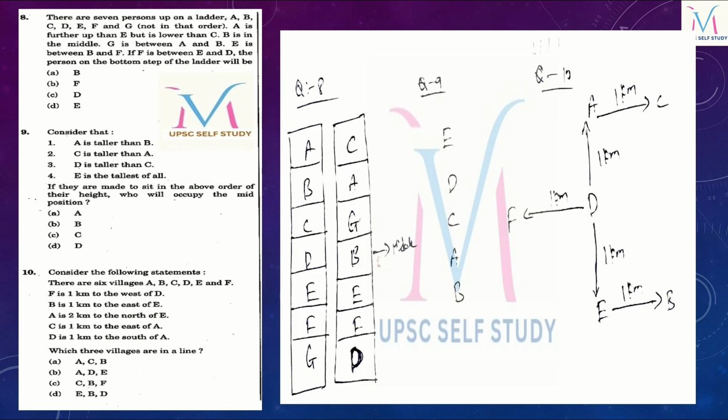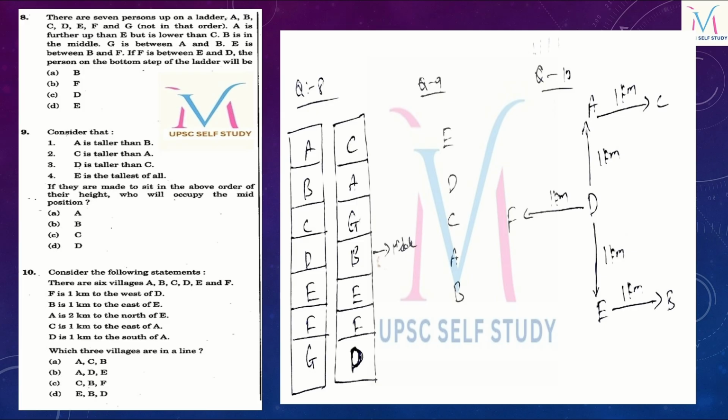The person on the bottom step of the ladder will be option C, that is D. Simple thing, I have just arranged the persons according to what is given in the question. It is saying this person will be in particular middle positions, so I carefully read the question and drew this. Again, you go through it and it will be easy for you.